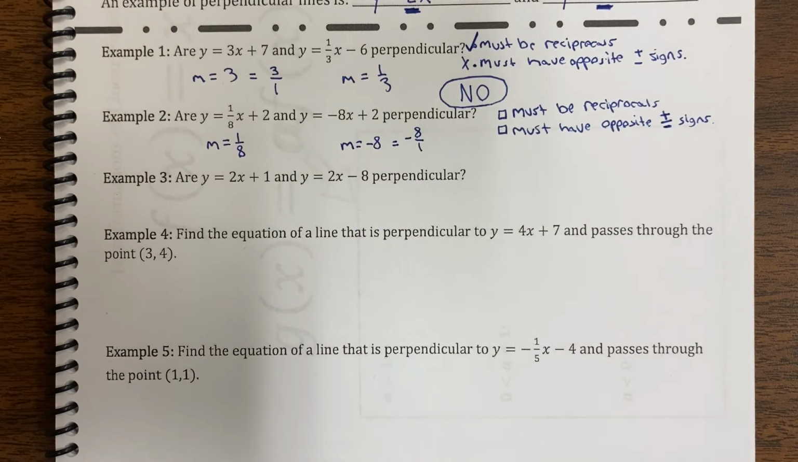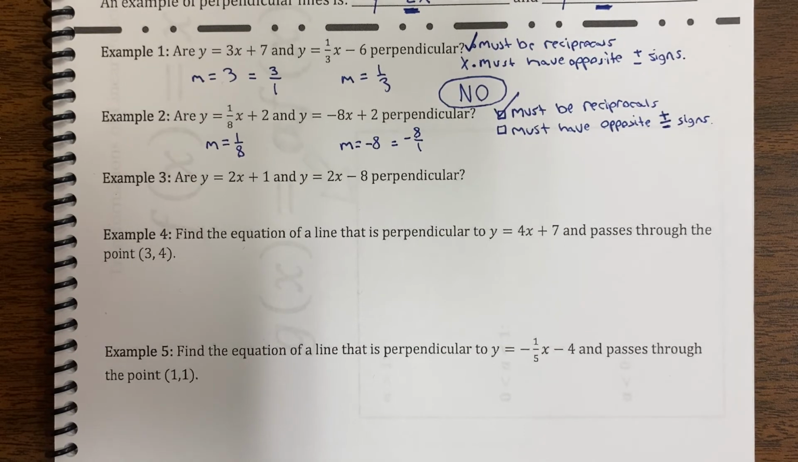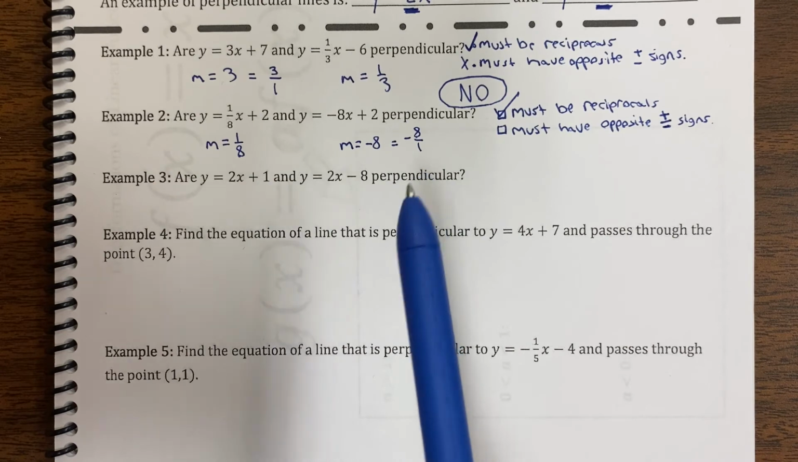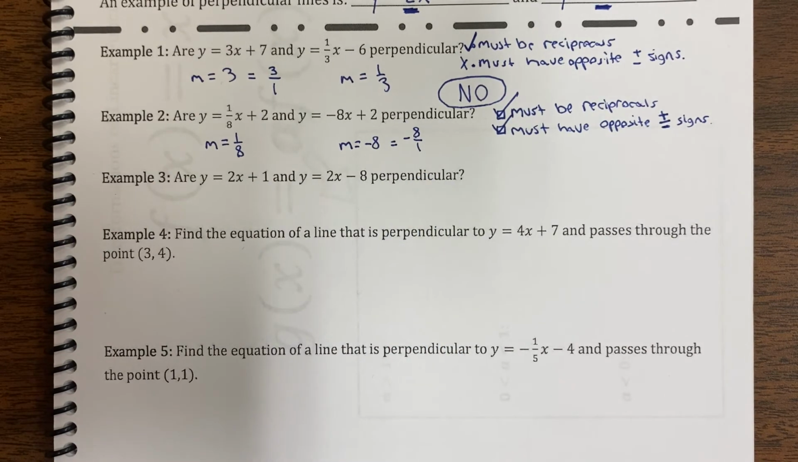So first, are they reciprocals? 1/8 and 8 over 1. These are reciprocals, so it meets that requirement. Do they have opposite positive and negative signs? This is positive and this one's negative, so it does. So because it meets those two requirements, these are perpendicular lines.